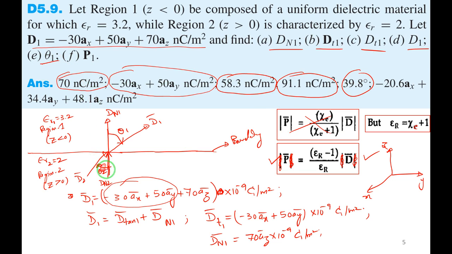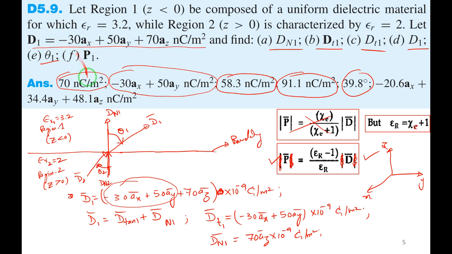If I ask you to calculate d2, same thing: dn2 is equal to d2 cos theta 2. Theta 2 will be less as compared to theta 1, which you should know, but it is not asked here. They can ask to calculate theta 2 also. Take the projection here, and you can calculate theta 2 also.